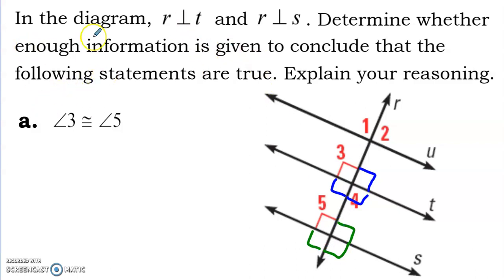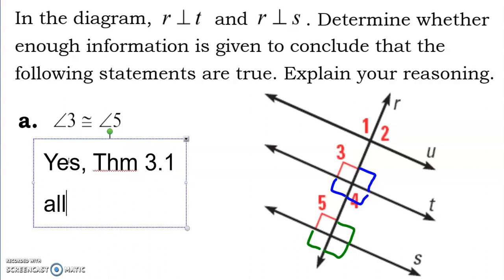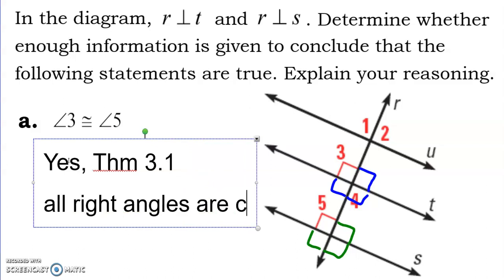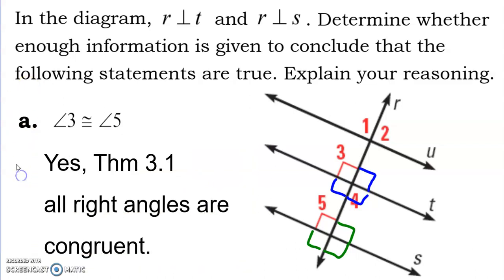So is the statement true? Is angle 3 congruent to angle 5? Well, angle 3 is a right angle and angle 5 is a right angle, so yes, and that is by the first theorem that we looked at. They're both right angles and all right angles are congruent. That's how we know angle 3 is congruent to angle 5.